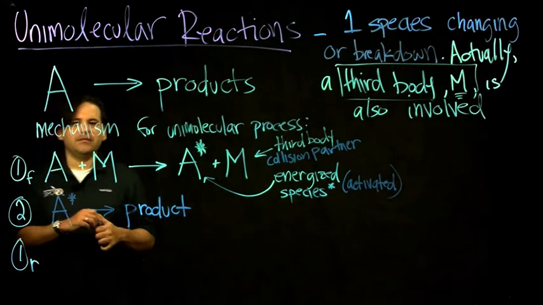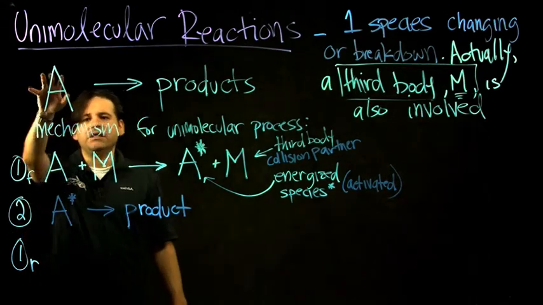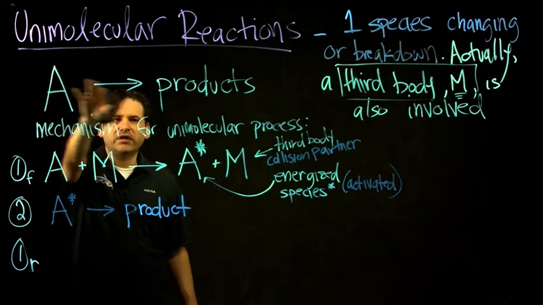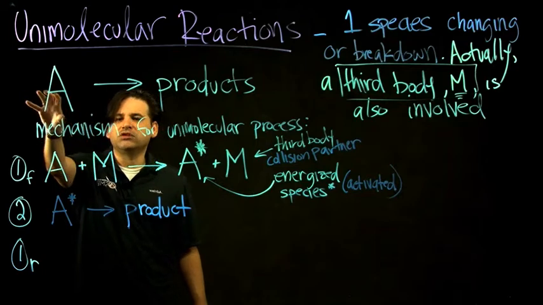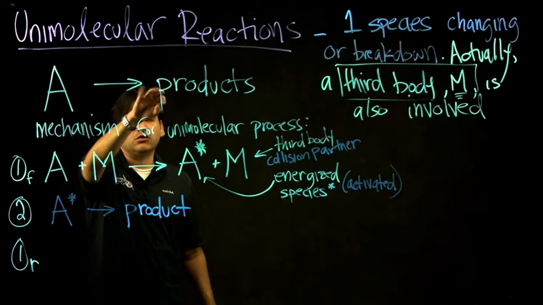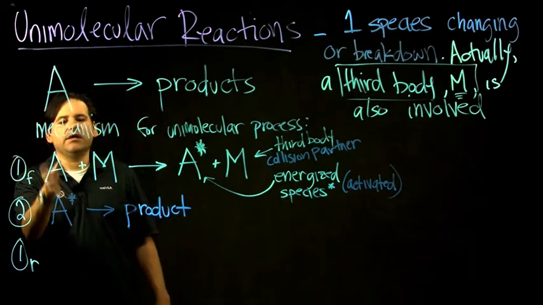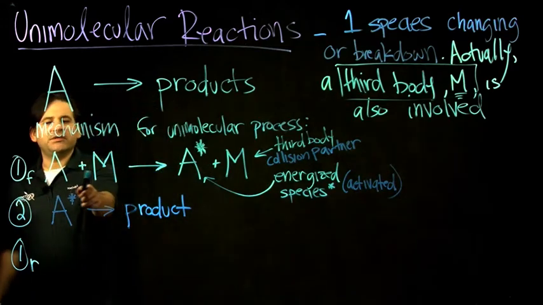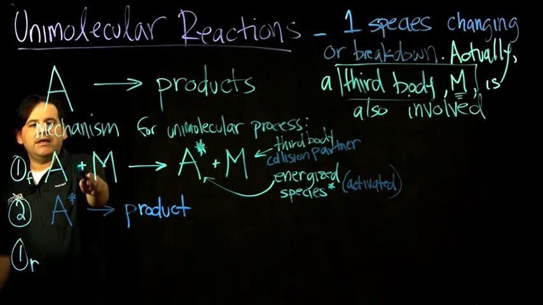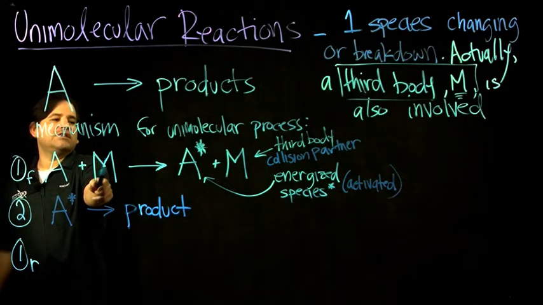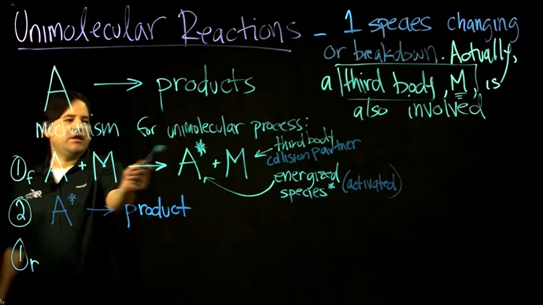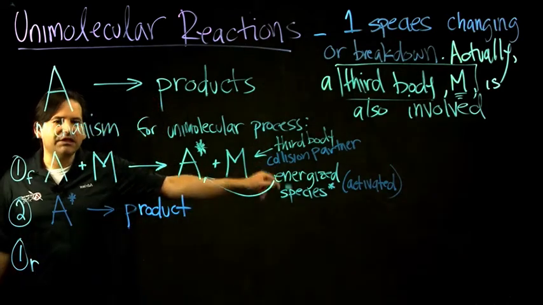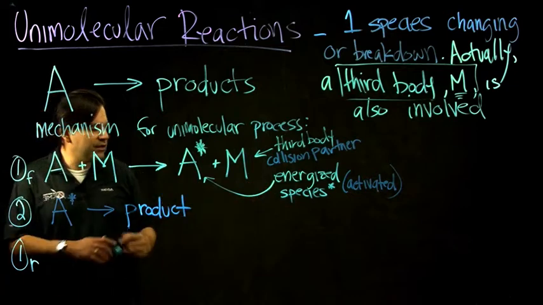So that's basically what happens, is that even though we see in a global summary that it looks like the species just transforms in some single solo process, that's the global description. But if we break it down into how this process works, there are elementary steps in between, and it involves anything that's in there to collide to make this activated species. And then once it's activated, it can proceed to the rest of the transformation.